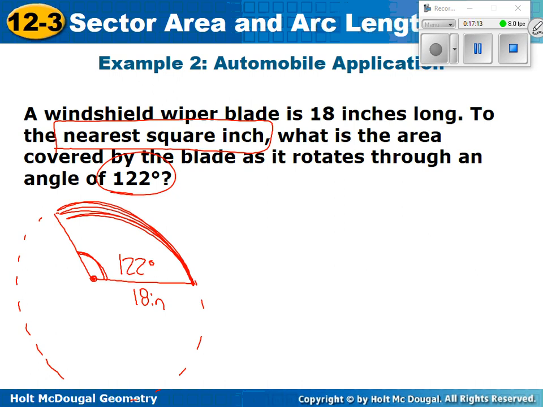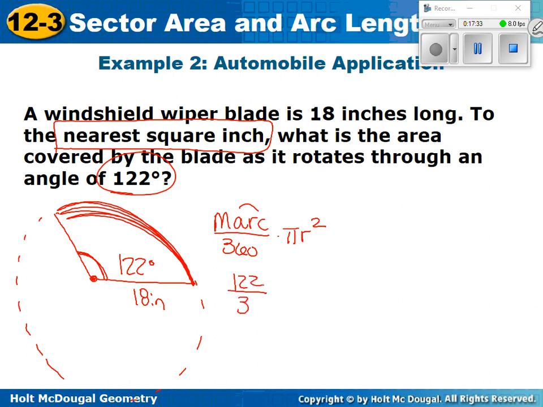Whole number. The area covered by the blade. And so they're not actually saying find the area of a sector, but that's what they're saying. Find the area of that sector. So you should have done measure of the arc over 360 times pi r squared. What's the measure of the arc?